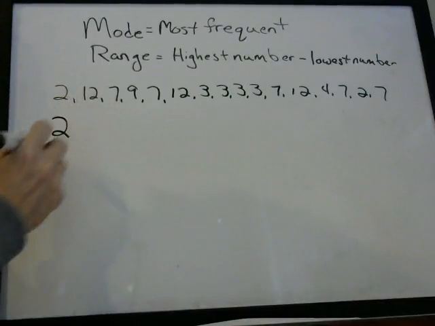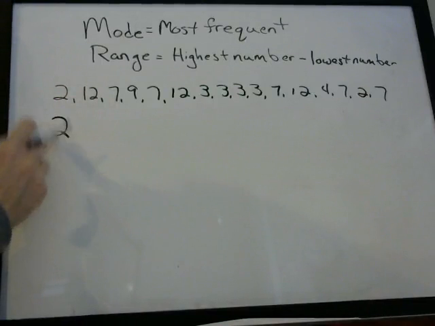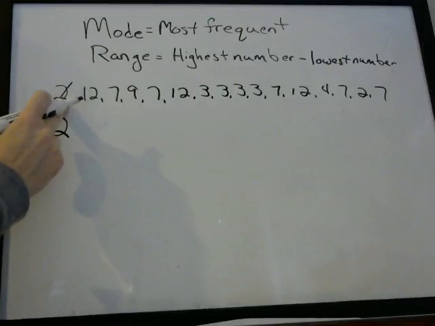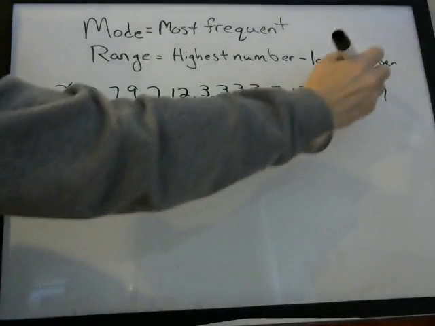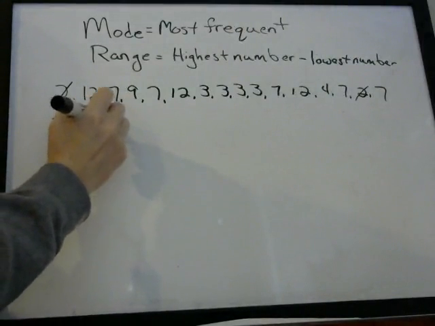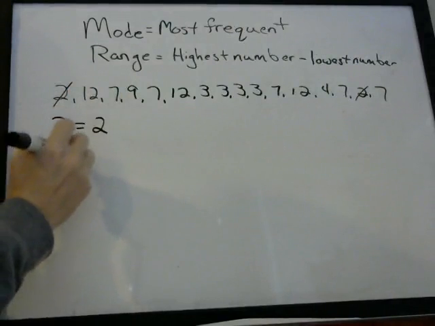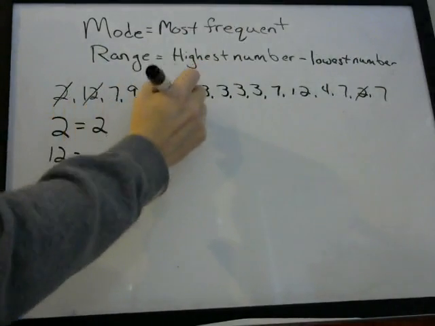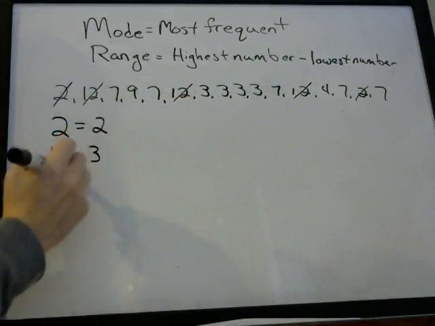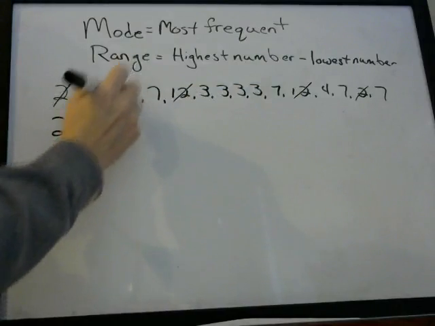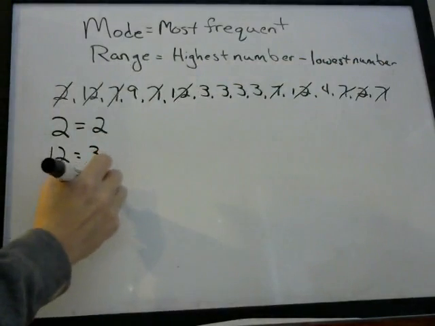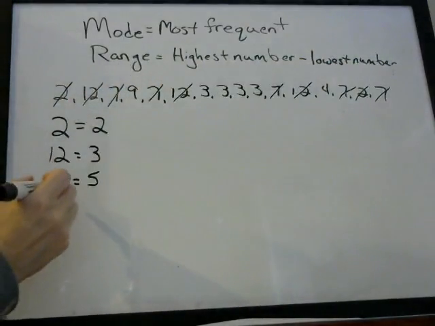How I like to do these is I just start on the left, and so I say 2. That's one of our numbers in the data set. 2 occurs once, and I cross it out after I've counted it, so I know that I'm going to get all of them. There's 1, 2. So there's 2 of them. Next is 12. There's 1, 2, 3. 3 12s. Next is 7. There's 1, 2, 3, 4, 5 7s. So I'm just counting how many there are, how often they occur.